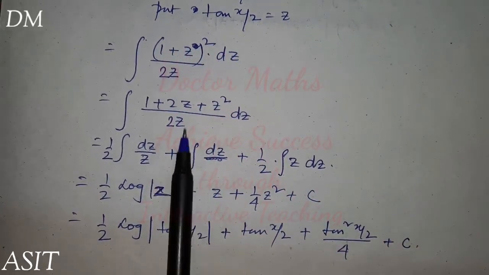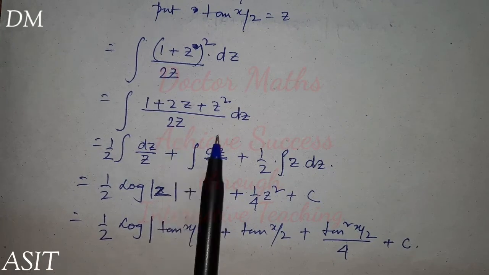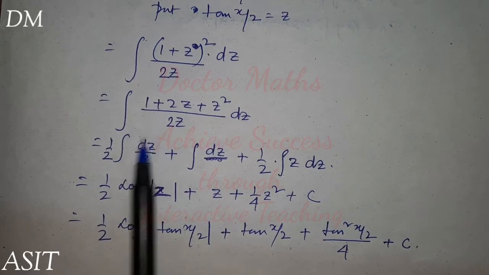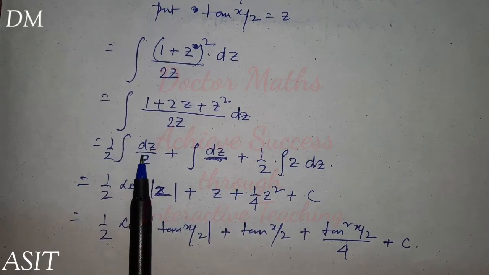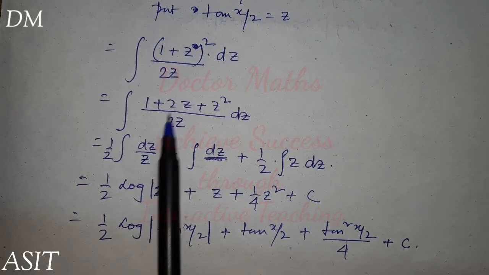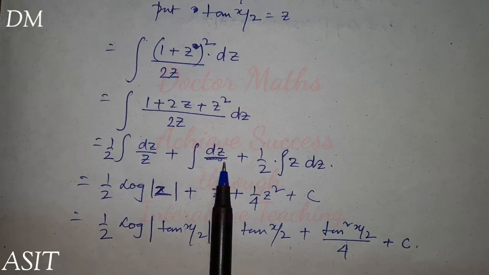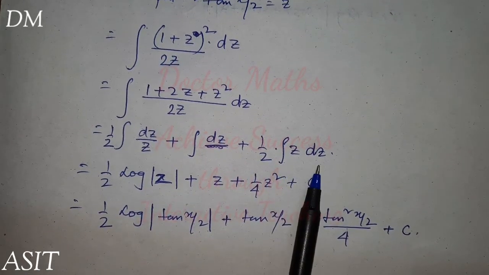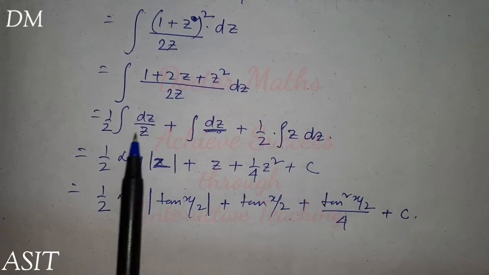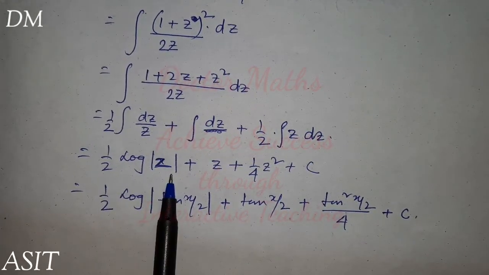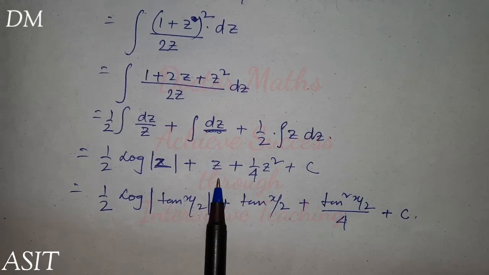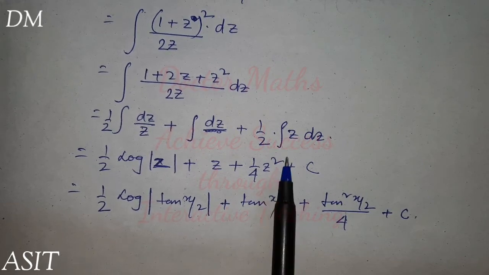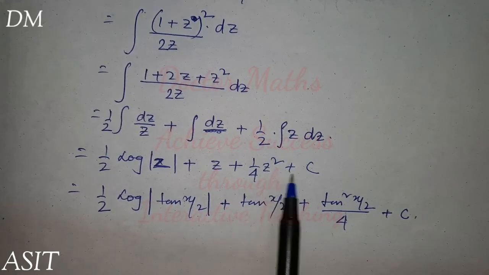So here what we can do, we can distribute this denominator. So if I distribute the denominator, it will be 1 by 2z, 1 by 2z, so 1 by 2 outside, so it is integration of dz by z. Here 2z cancelled out, so it will be only integration of dz, and here it will be 1 by 2 integration of z dz. Now we know that integration of that is log mod z, integration of that is z, and integration of this is z square by 2, and it will be 1 by 4 z square plus c.